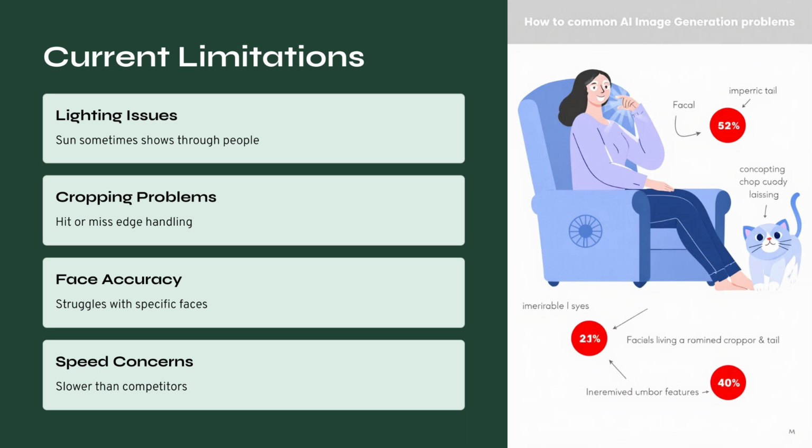It's not perfect yet. For instance, when trying to replicate a sunlit photo, the sun sometimes shows through the person, not ideal. Cropping is hit or miss, and it still struggles to generate a perfectly accurate version of someone's face, which matters a lot for creators like me making thumbnails. Also, it's slower than other tools like Midjourney or Recraft. I've tested it across my Pro and Teams accounts, and it's consistently a bit sluggish. That said, it only launched yesterday, so I expect performance to improve soon.